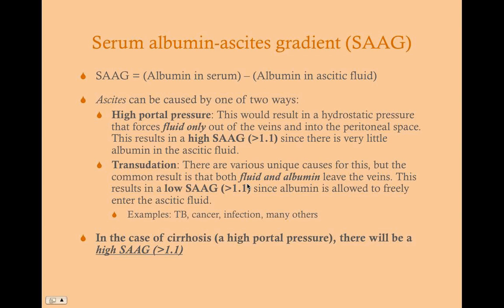So, like I said, there's unique causes for this. There's lots of different causes. So knowing that there's a low gradient, this should be less than 1.1. But just knowing that the serum albumin-ascites gradient is less than 1.1 does not tell you what the exact cause is. It just tells you that this is a transudate and it's not due to high portal pressure. So a low serum albumin-ascites gradient, less than 1.1 or less than 1.0, will tell you that this is a transudative ascites. It's not due to high portal pressure.